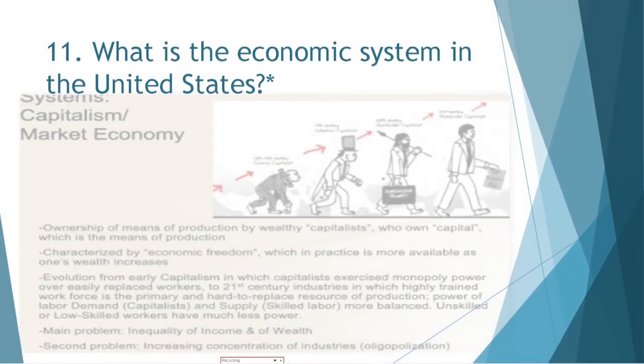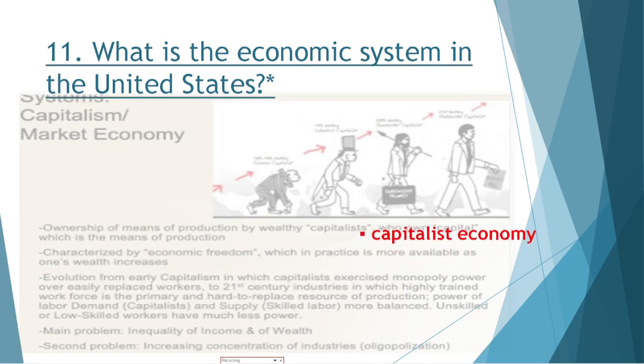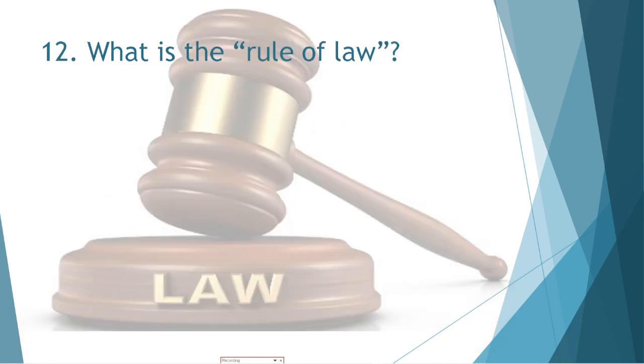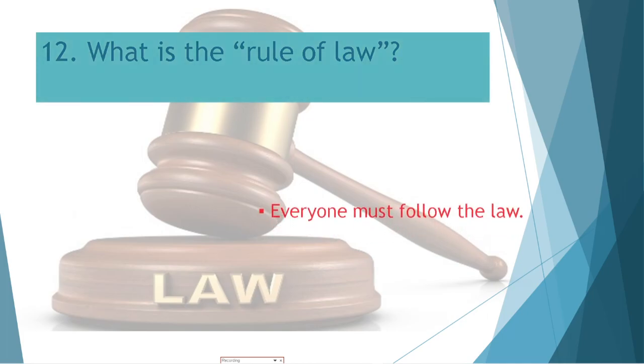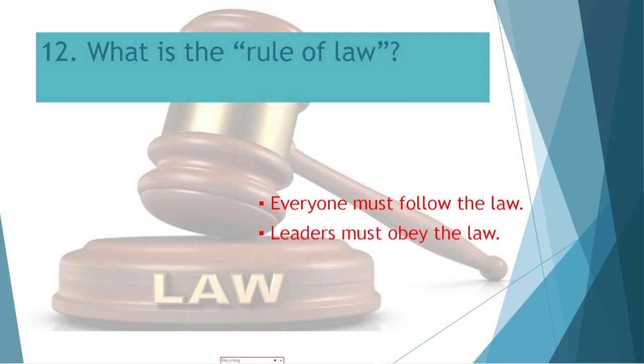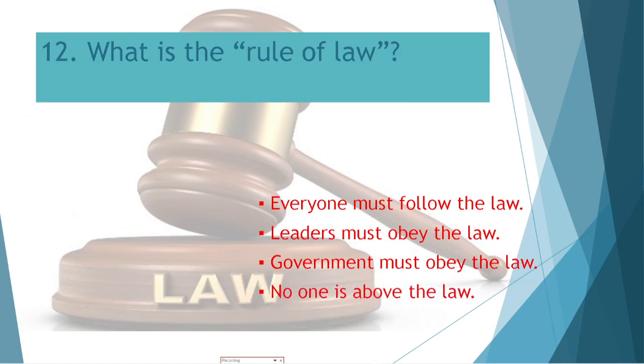What is the economic system in the United States? Capitalist economy and market economy. What is the rule of law? Everyone must follow the law. Leaders must obey the law. Government must obey the law. No one is above the law.